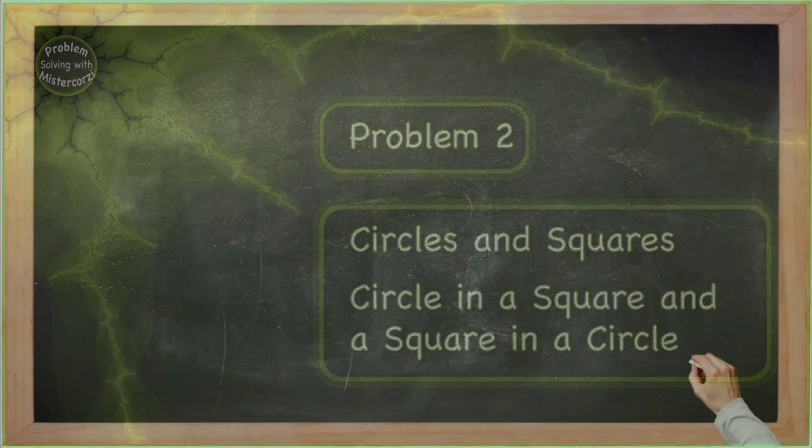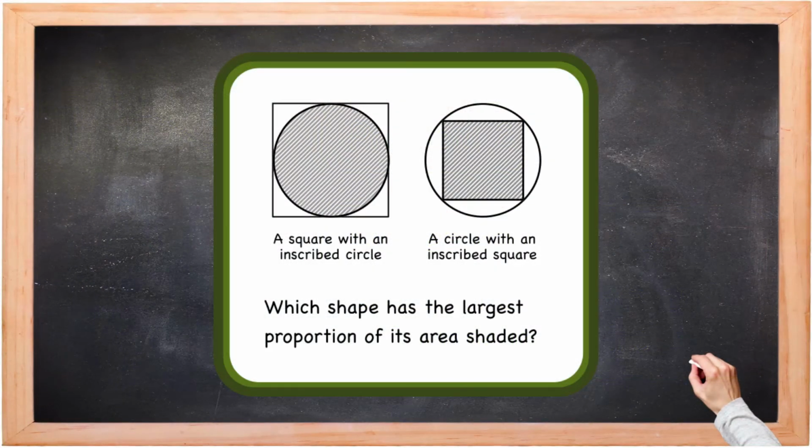Here's a problem where we have on the left a circle inscribed in a square, and on the right a square inscribed in a circle. We're asked to decide which of these two has the largest proportion of its area shaded.